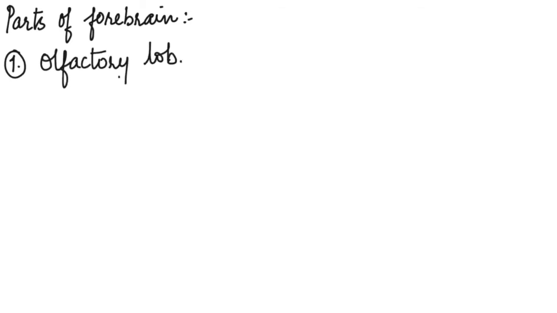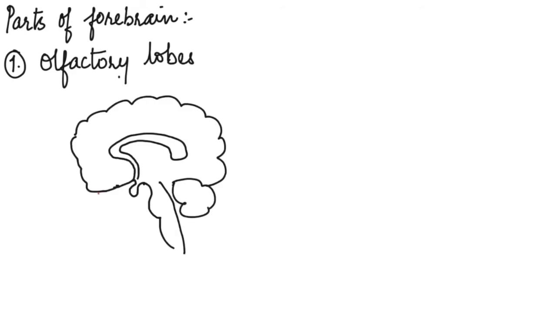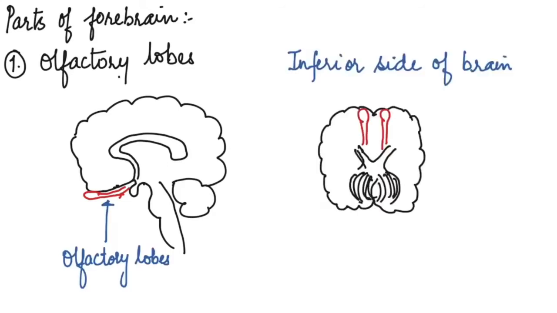Parts of the forebrain or the prosencephalon. The prosencephalon has three parts. The first one that we are going to talk about is the olfactory lobes. The olfactory lobes are located at the inferior part of the brain, which is just above our nasal chambers. So here we can see the location of the olfactory lobes, that is the inferior side of the brain.